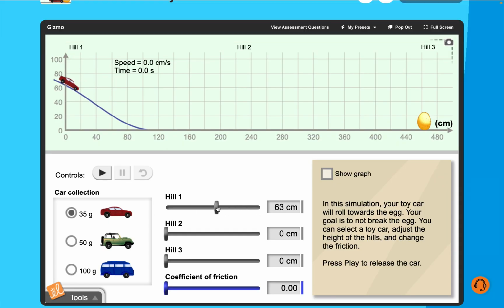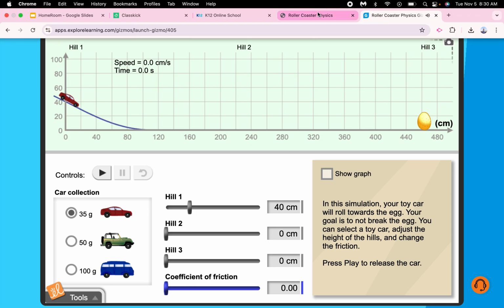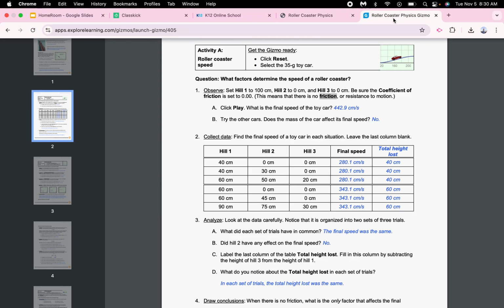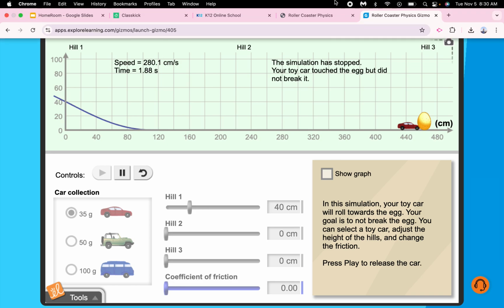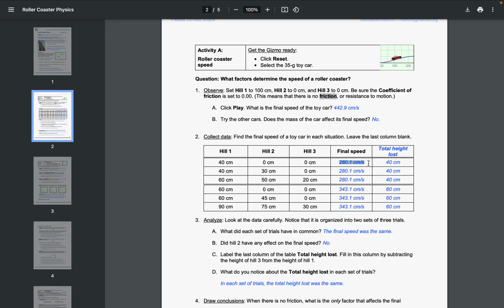So hill 1, 40, hill 2, 0, hill 3, 0, with the 35-gram car. Double check, 40, 0, 0. What's my final speed going to be there? 280.1. So you would record 280.1 for the final speed. Also, it said leave the last column blank. That's this one right there, total height lost. That you don't know. That was not included on your ClassKick, but obviously my sheet here has all the answers. So you would record the speed. Then you'd repeat that process again and again, keeping the toy car at 35, not that it matters which one you use, and adjusting the differing hills, okay?